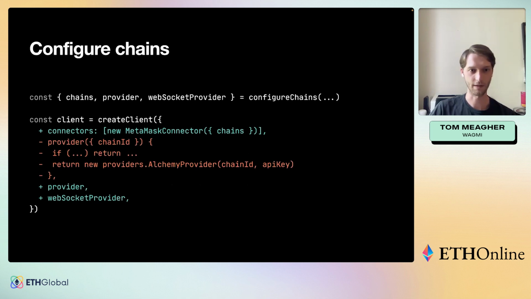And then, instead of having a provider or WebSocket provider function block where you're having to list out a whole bunch of different cases, here you can just pass the results directly there. And similarly, you can take the chains that are spit out from configureChains and pass them to any connectors that you're trying to set up. So in one go here, I'm able to set up MetaMask, set up my provider and WebSocket provider. And all I do is call a function telling it how I want it to be set up.